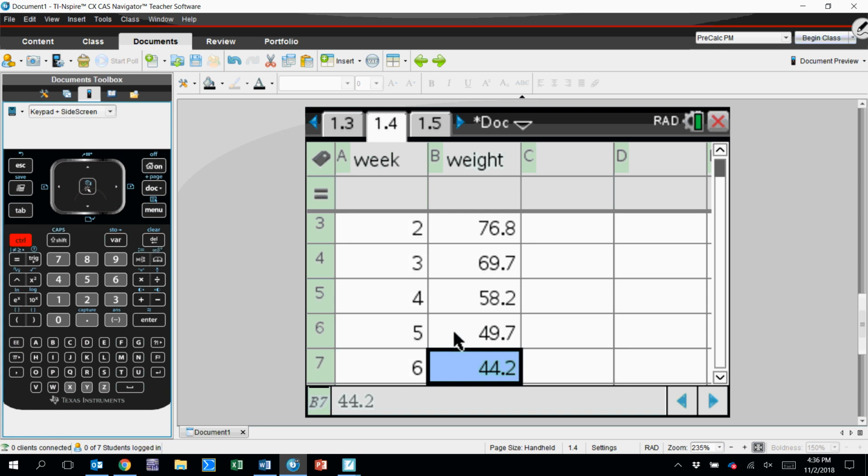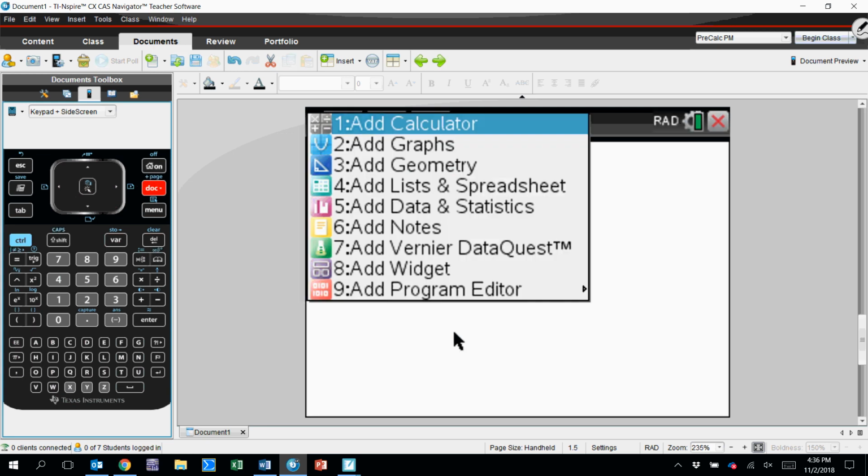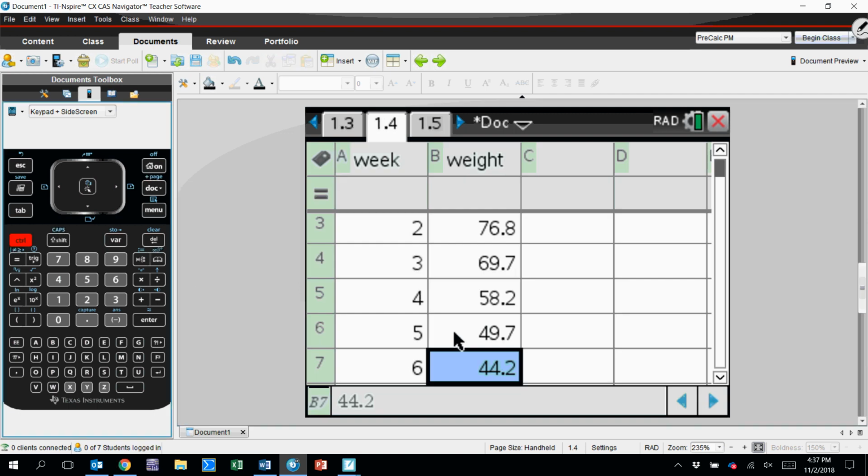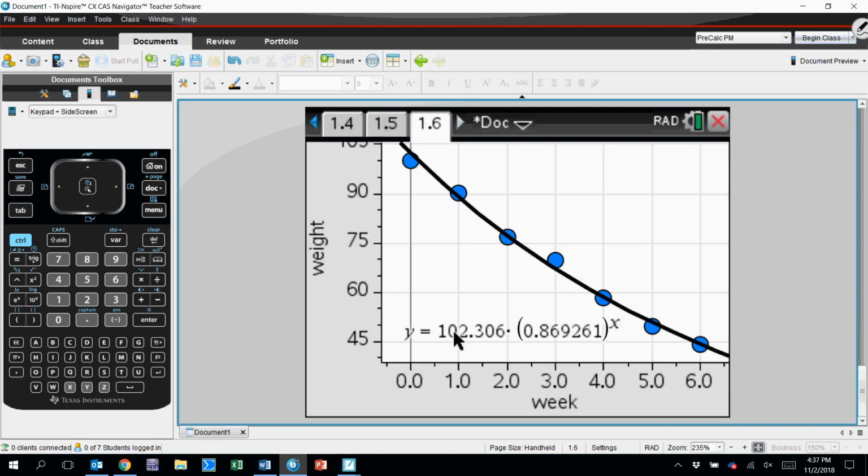So there's our answer. Whoops, I didn't mean to add a page. I meant to go forward a page. So there's our exponential function. We can write that down on your paper there on part A. So there's the equation for the data: 102.306 times 0.869261, or 0.869 is fine, to the x. Then the question is, what is the half-life of the material?